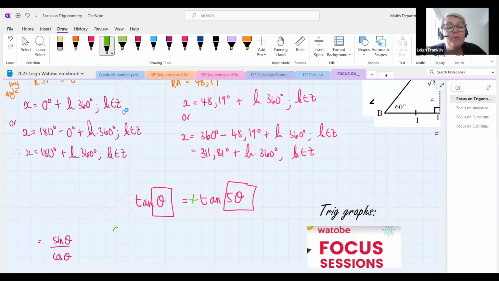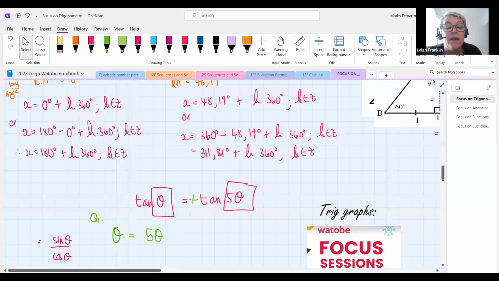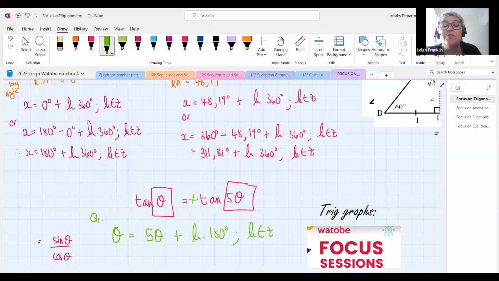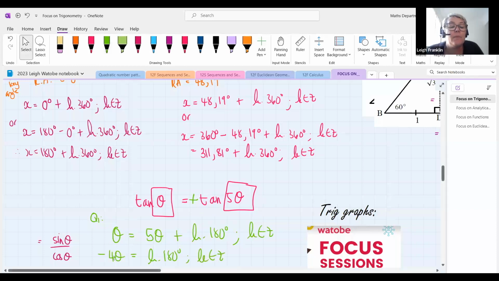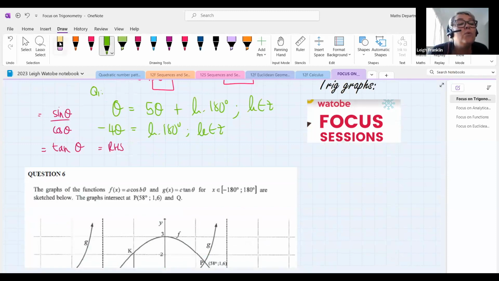So your angle theta would be equal to, now we're talking about quadrant number 1, theta equals 5 theta plus k times 180, where k is an element of the integers. In this case, because it's tan and tan and you've used 180, you don't have to do a solution in quadrant number 3. This would give us negative 4 theta, and then you would divide through by negative 4. This would be the quickest way to do this one.